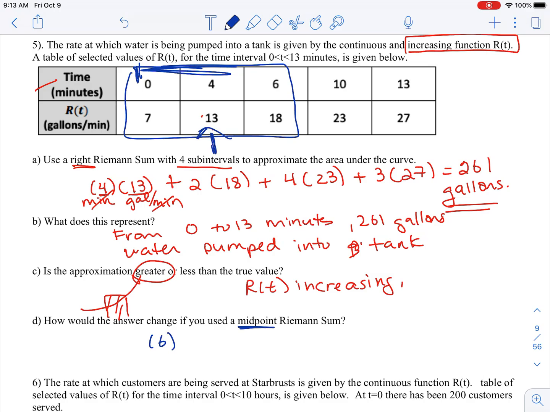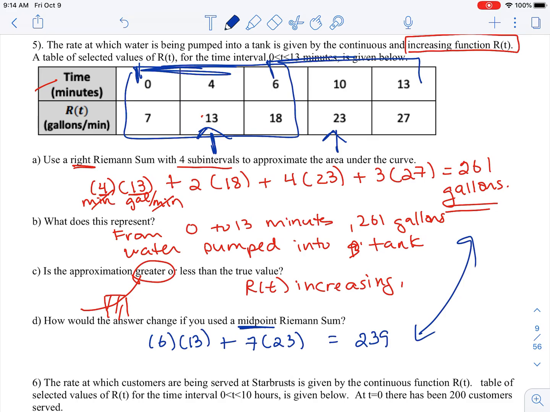And then what's that y value in the middle? It would be 13. And then your second rectangle would go from here to here. The width would be 7, and then the middle y value there is 23. So notice when you do a midpoint, you actually have fewer rectangles than we did for right or left, and only when we do it with the table. And this one ends up being 239. So I mean, these values should be somewhat similar to each other.